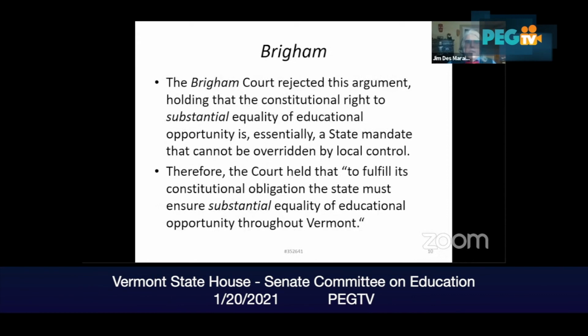The Brigham Court rejected this argument, holding that the constitutional right to substantial equality of educational opportunity is essentially a state mandate that cannot be overridden by local control. Therefore, the court held that to fulfill its constitutional obligation, the state must ensure substantial equality of educational opportunities throughout Vermont.